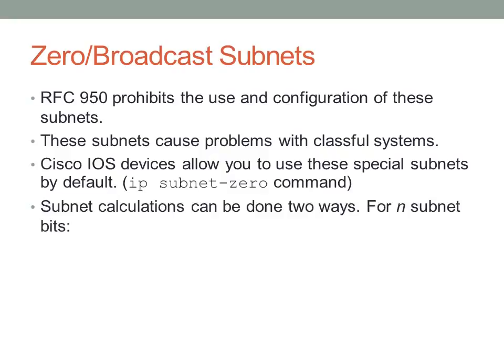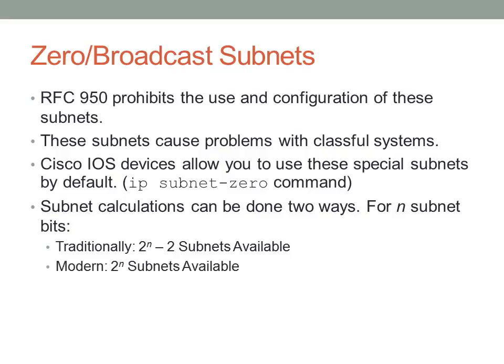And so subnet calculations can actually be performed in one of 2 ways. If you are borrowing n bits, you can do the traditional calculation where you remove the 0 and broadcast subnets, which will give you 2 to the n minus 2 subnets. Now you'll notice that's not the calculation that I told you guys to do. I told you just to do 2 to the n subnets. Why is this? The ip subnet-zero command allows you to use the 0 and broadcast subnets in your network. And so these subnets are freely available to you. There's no restriction on whether or not you need to use these.